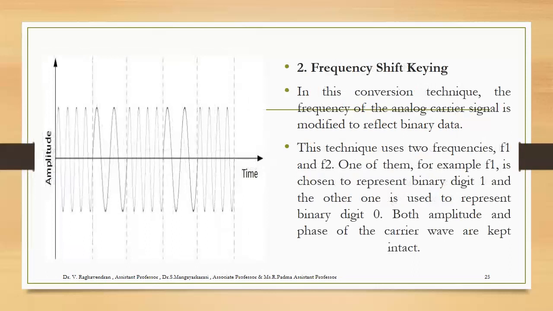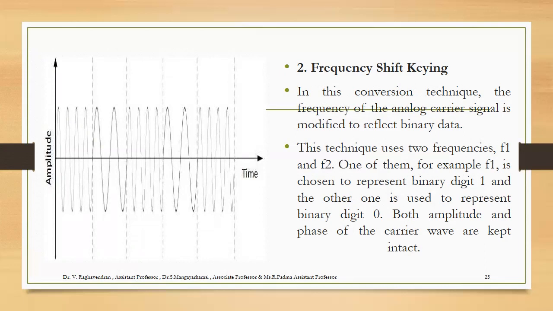Next one, frequency shift keying. In this conversion technique, the frequency of the analog carrier signal is modified to reflect the binary data. This technique uses two different frequencies, one called F1 and the other called F2. One of them, for example F1, is chosen to represent binary digit 1 and the other is used to represent binary 0. Both the amplitude and phase of the carrier wave are kept intact.